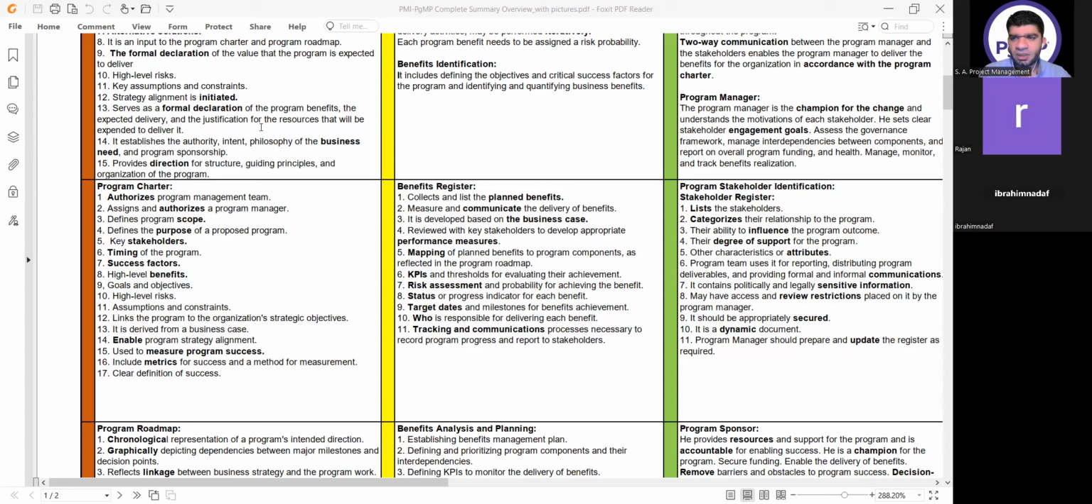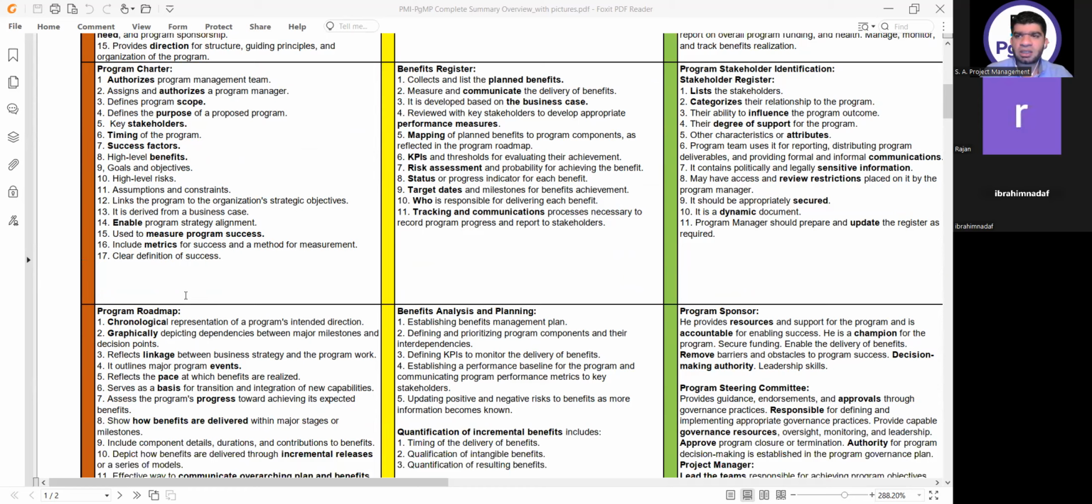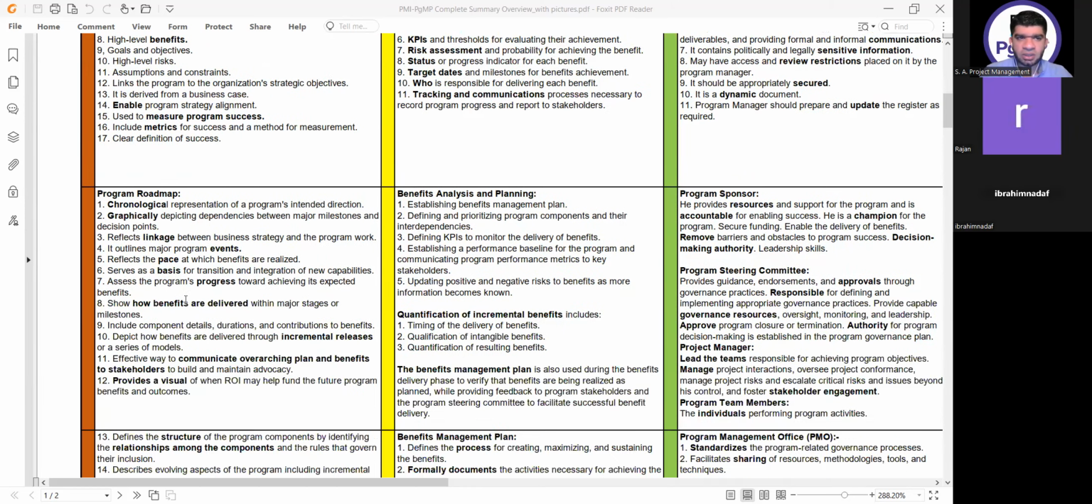Sure. The next topic is the program charter. At this moment, we already have the business case in our hand. The keyword here is authorization of the program management team, the program manager. Then it defines the program scope. This is important because in the business case, we don't have the scope till now. Key stakeholders, success factors, high level benefits, high level risk objectives are every time there. So in the charter, the keywords again are authorization, scope, and the key stakeholders.